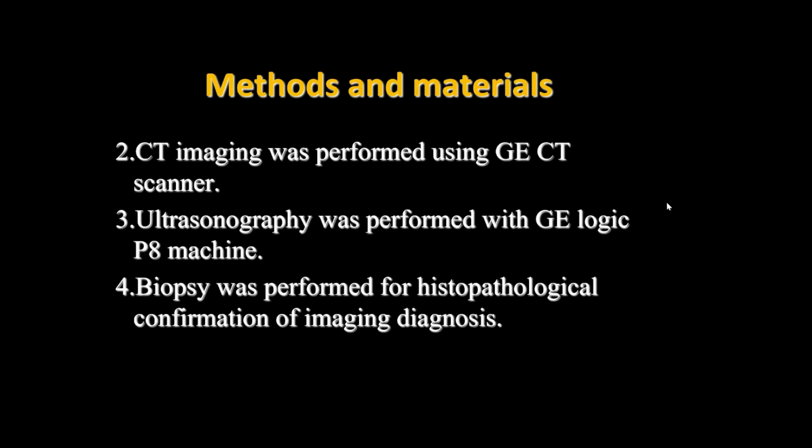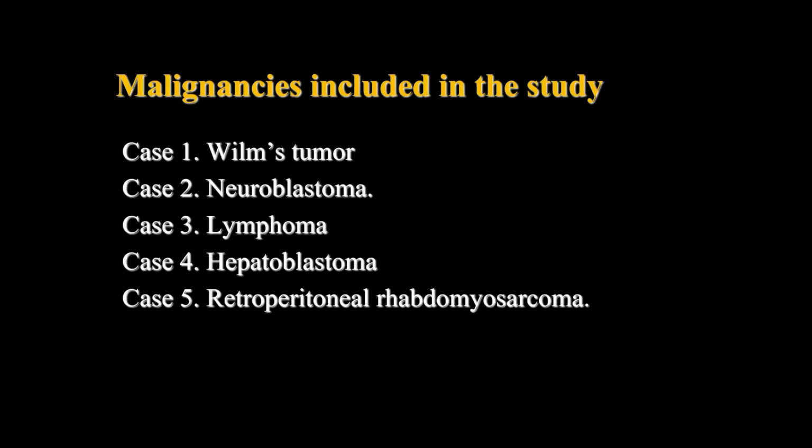CT imaging was performed using a GE scanner. USG was performed with a GE Logiq P8 machine. Biopsy was performed for histopathological confirmation of the imaging findings. The neoplasms that I will include in this paper are Wilms tumor, neuroblastoma, lymphoma, hepatoblastoma, and retroperitoneal rhabdomyosarcoma.